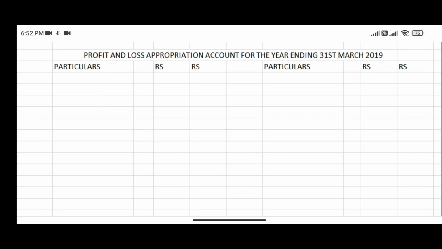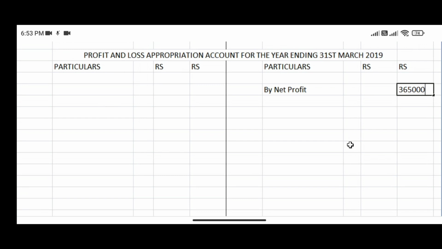So now I have the profit and loss appropriation account for the year ending 31st March 2019 with me. So let's start with the profit and loss appropriation account. The first item always to be recorded in the profit and loss appropriation account is the net profit. So the net profit will be recorded on the credit side by net profit. So in this sum, if we see, the net profit is 3,65,000. So we finished recording the net profit.